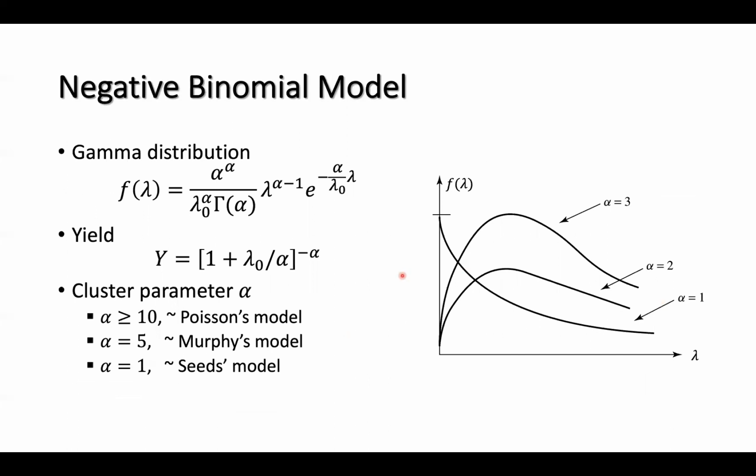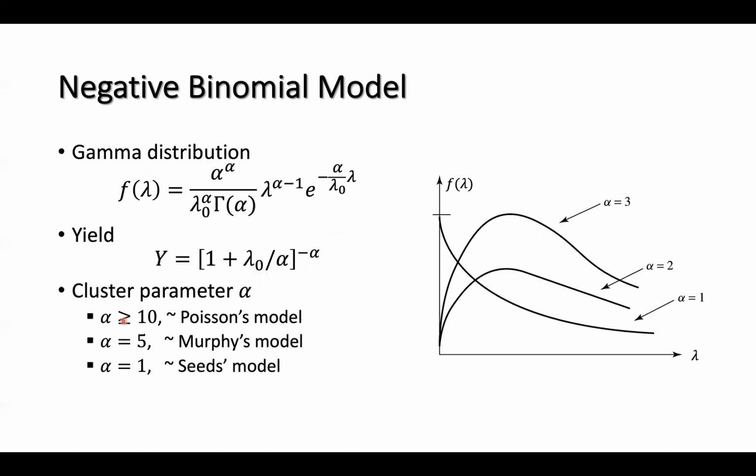Here I want to highlight another model called the negative binomial model. This model is based on f lambda being the gamma distribution. It has one extra parameter alpha, called the cluster parameter. The good thing about this model is that the gamma distribution can approximate all these previous distributions with the proper selection of the value of alpha. That's why alpha is called the cluster parameter.